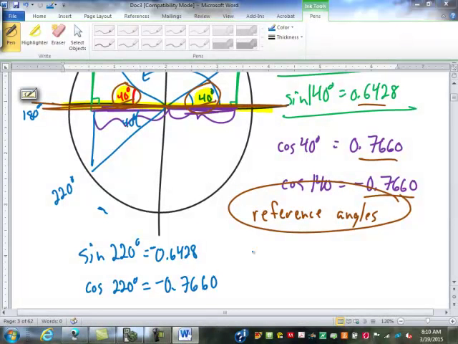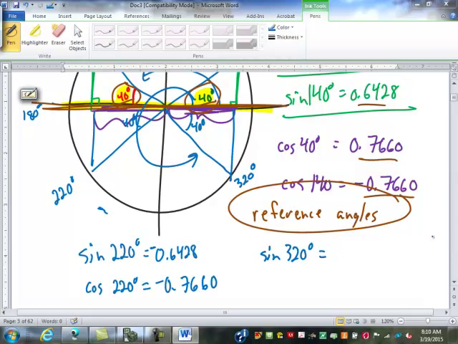Negative 0.7660. Your calculator will confirm that if you punch it in. I don't need to punch it in because I know the relationship. There's one more spot here that has a 40-degree reference angle. If this is 40 degrees, what's this terminal side at? 320. 360 minus 40 is 320 degrees. Without your calculator, can anybody tell me the sine of 320? Negative 0.6428, because this is down below.